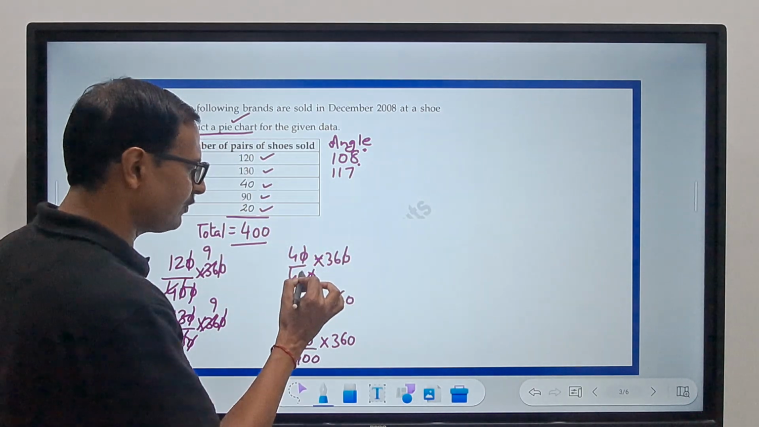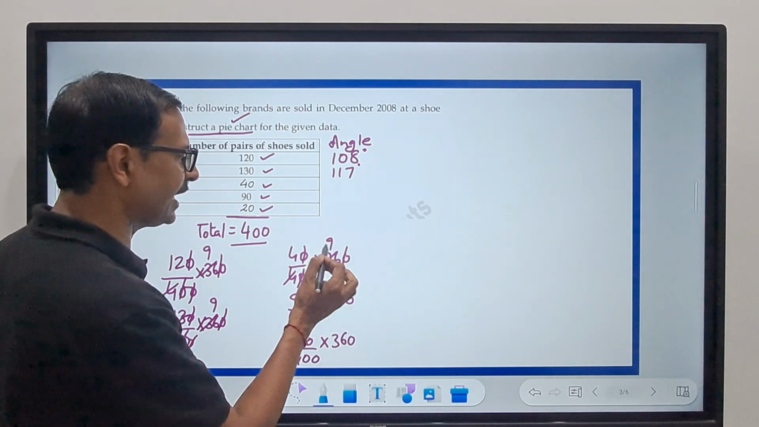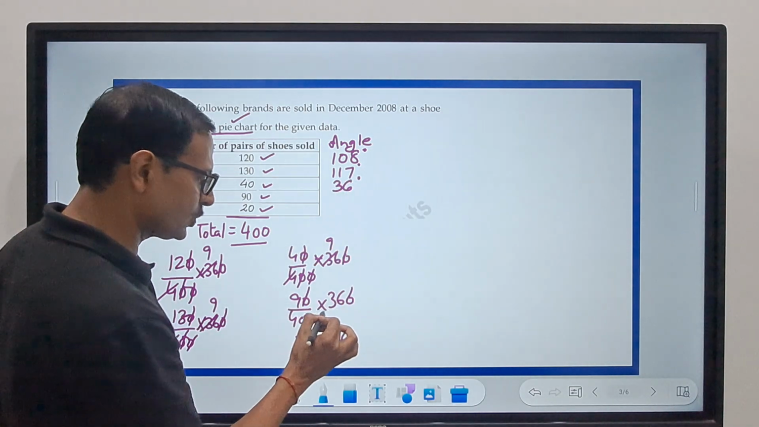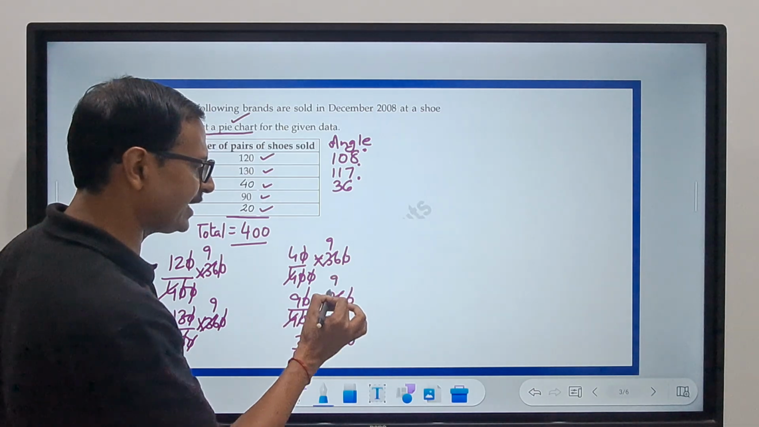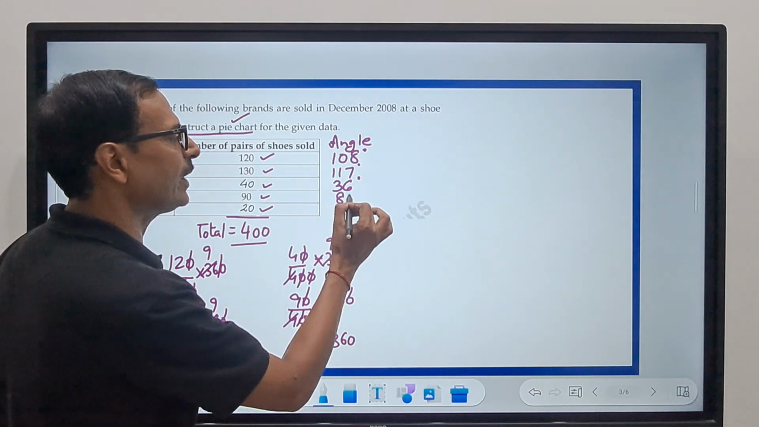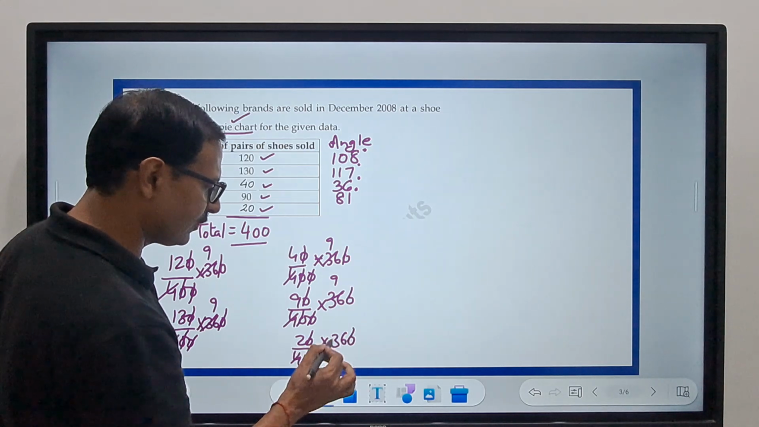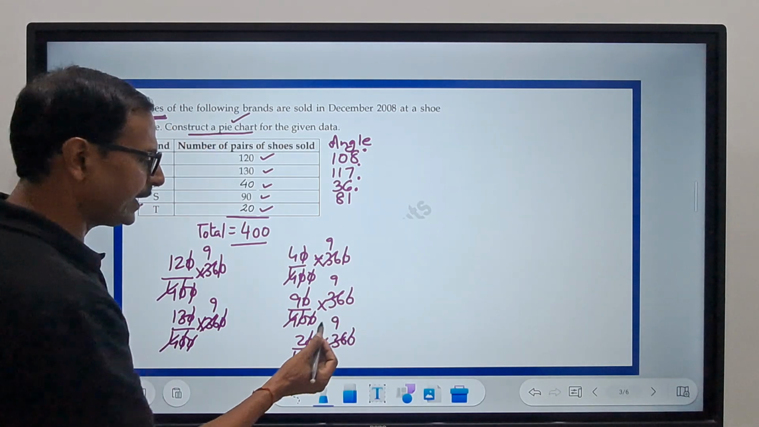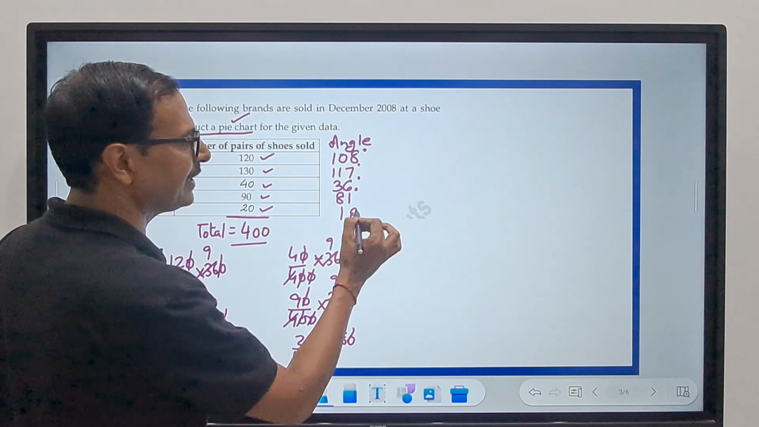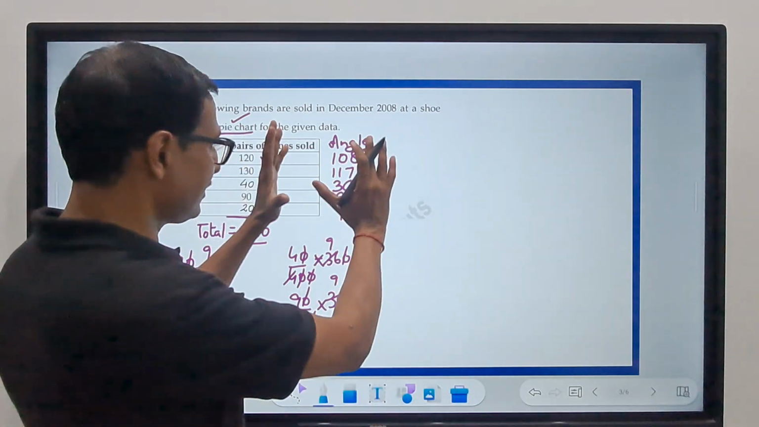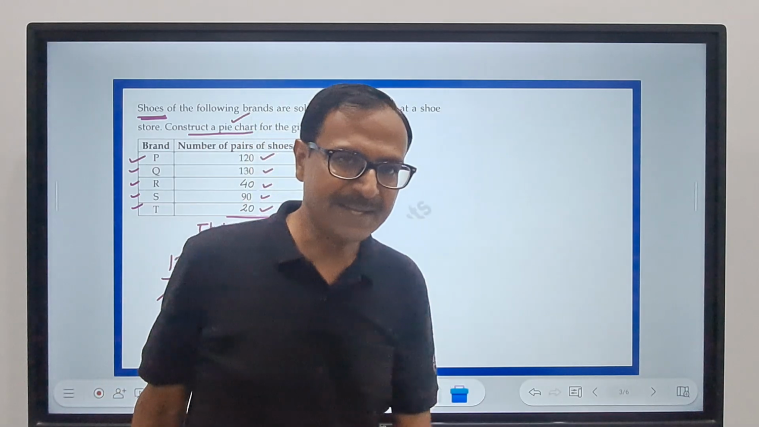1, 2, 3, 4, 4 cancels 9 times, 9 fours are 36 degrees. 1, 2, 3, 4, 4 cancels this 9 times, 9 times 9 is 81 degrees, and finally 4 zeros get cancelled, this cancels 9 times, and 9 twos are 18, and I have all the 5 sector angles. Now this is the first thing, how to find the sector angles.